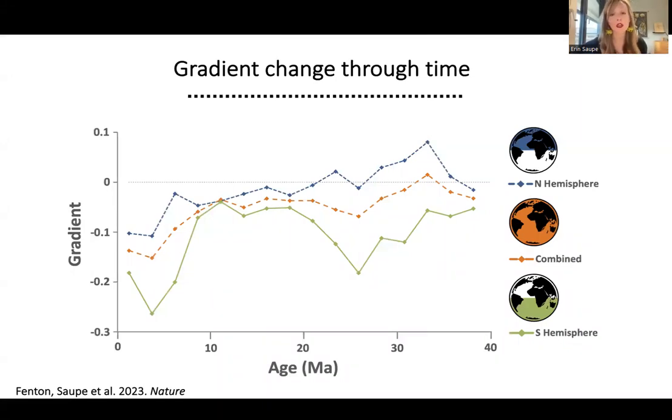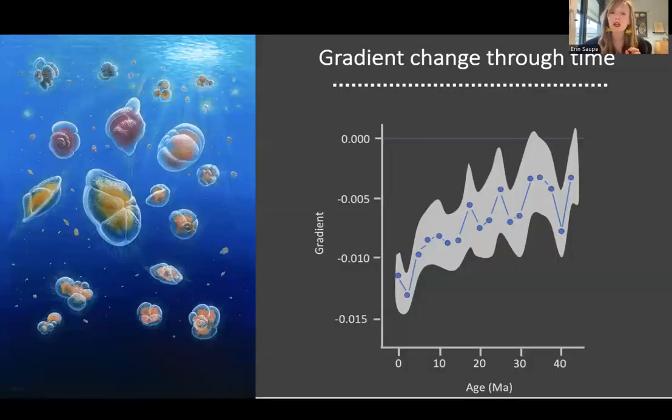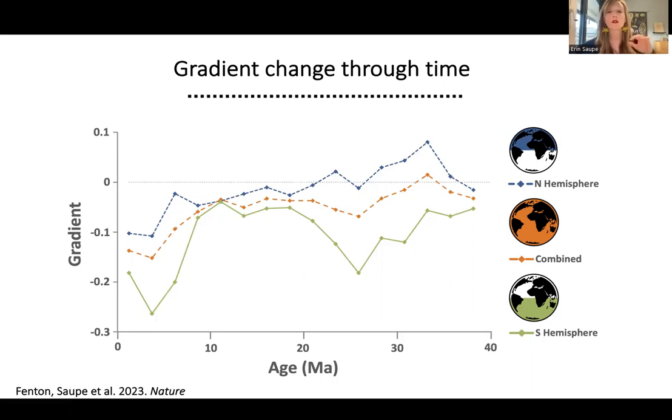Again, patterns were insensitive to choice of methodology. So this is what I'm showing you here for the centile approach. So this was from subsampling, and then this is the centile approach for the northern hemisphere, the southern hemisphere, and then both hemispheres combined. And overall, these patterns support previous suggestions that shallower diversity gradients occur during warmer time periods and steeper gradients occur during cooler time periods.